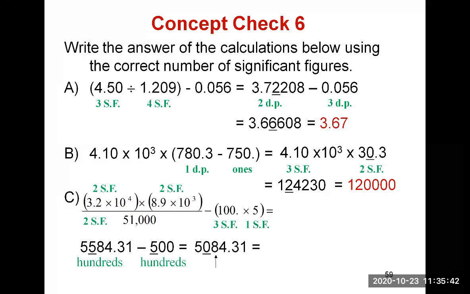So when you calculate the answer, it's 5,084.31. If we need to round this to the hundreds, this means we keep the 5 and then the 0. What comes after the 0 is an 8, so you need to round up. So the 0 will become a 1, and that's going to be 5,100. You need to add those 2 zeros after the 1 because you need to show that the 5 is in the thousands place and the 1 is in the hundreds place. And so this is rounded to the hundreds place according to the intermediate answers.